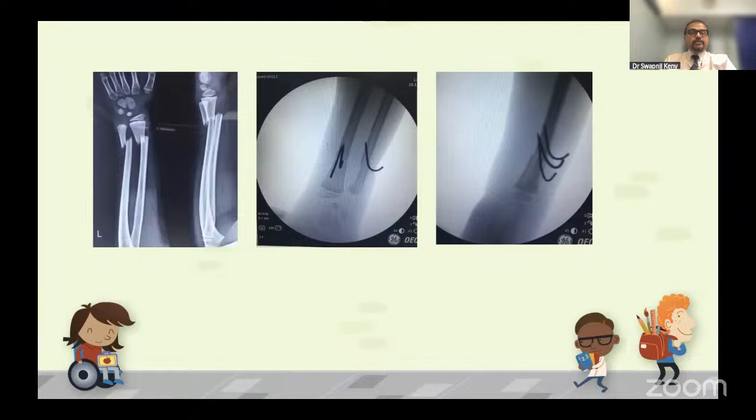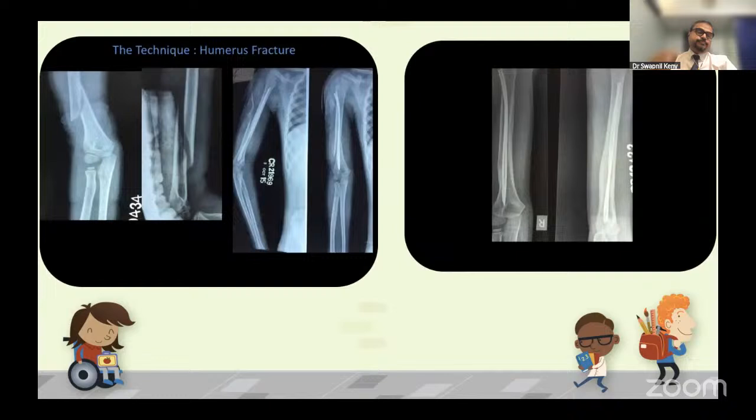But if you want a better reduction, if there are demanding parents, demanding children, juvenile athletes, or children who are participating in arts and sports, in that case, you need to be a little more proactive in reducing them anatomically and fixing them in a stable position before putting them in the cast. Once these heal, and they really heal very, very fast, you can remove the cast and start their rehabilitation. Now, what about diaphyseal fractures?